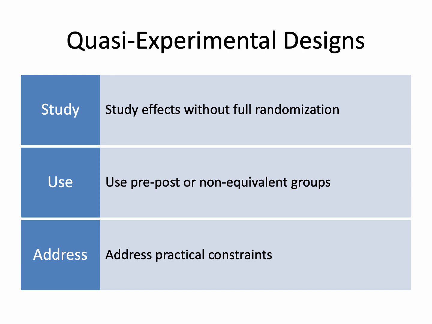Non-equivalent group designs compare intervention and control groups without random assignment, such as studying health outcomes in two similar communities. Addressing practical constraints, like ethical or logistical limits, ensures feasible yet rigorous research. Ethical considerations include transparent reporting of design limitations, ensuring participant consent, and avoiding harm.